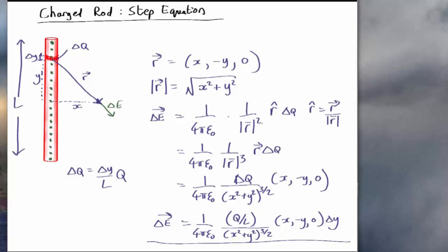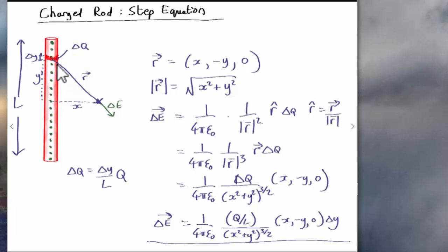Okay, let's try and solve this now using Python. Now remember, what we're trying to do is we have our rod, which is centered at x equals 0, y equals 0, z equals 0, and extending it along the y-axis from minus L over 2 to plus L over 2. And we're going to divide it into little bits, little sheets if you like, each of thickness delta y.